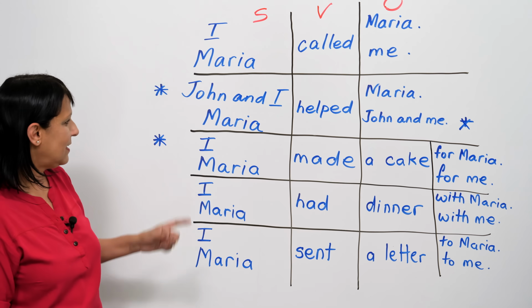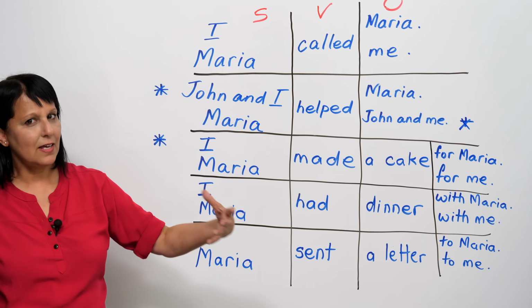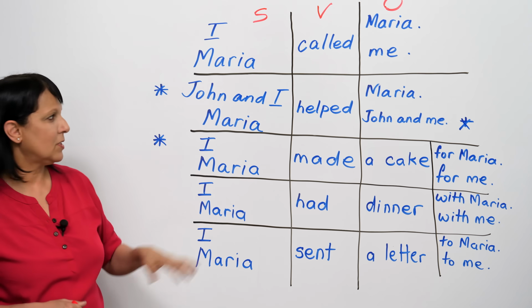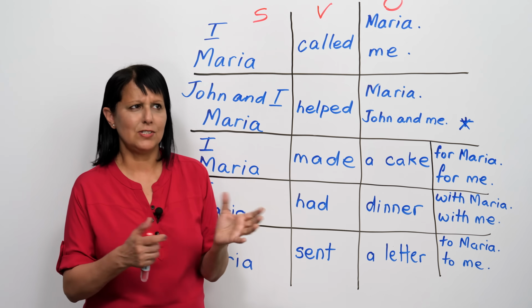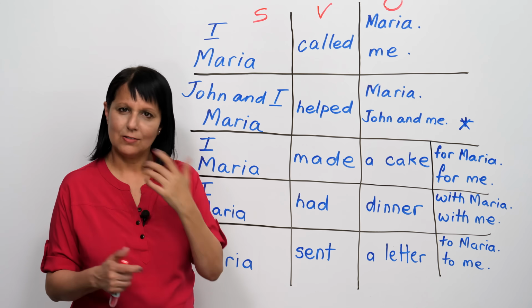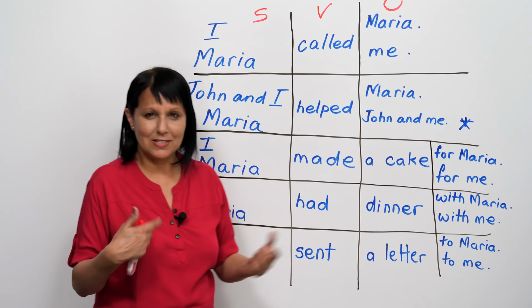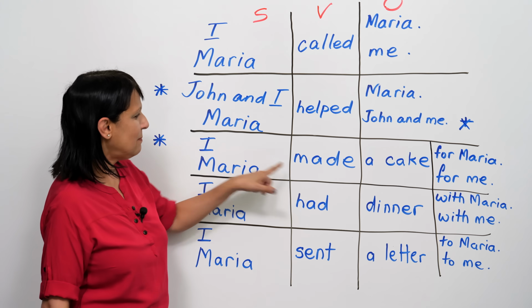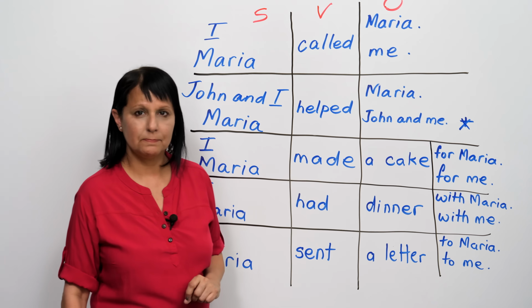All right. Now, sometimes the sentence has a little bit more information, right? You said, okay, Rebecca, but every sentence doesn't have just like 3 or 4 words. You're right. Sometimes there's more. So let's see what happens. I made a cake for Maria.